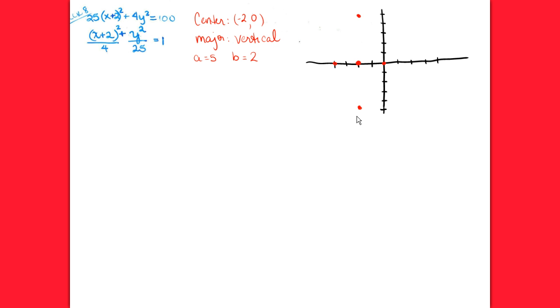B then is the distance from the center to the end of the minor axis. So I'll start here and I'll go 2 right and left to the endpoints of my minor axis. And then, of course, with an ellipse, I do make an oval out of it. And that's all that we want from it, is just to generate the graph.